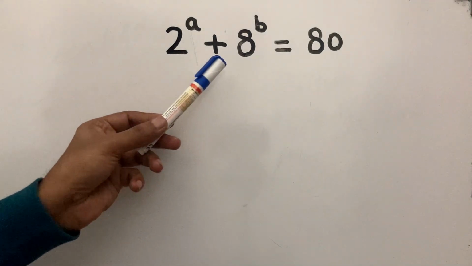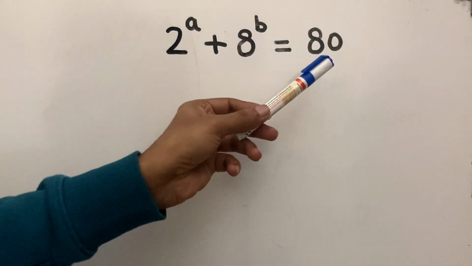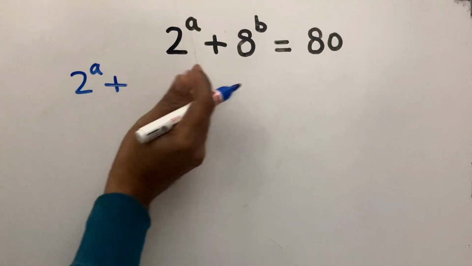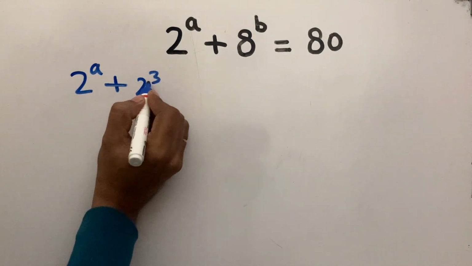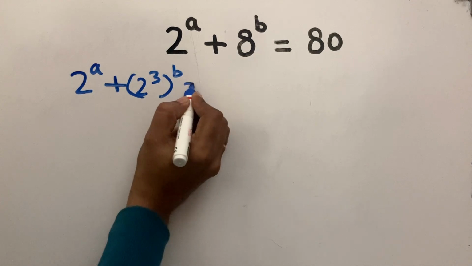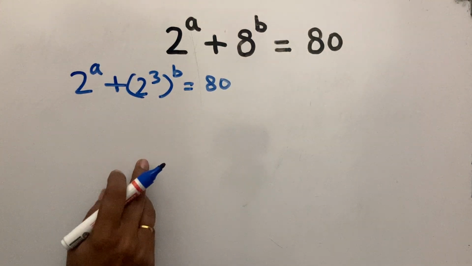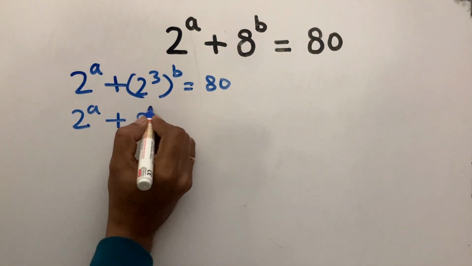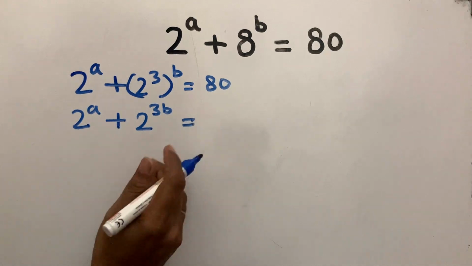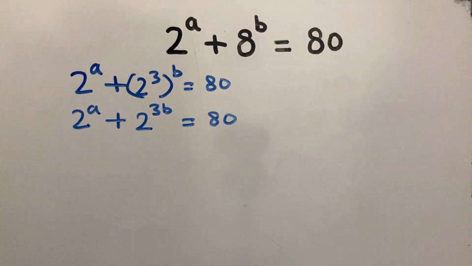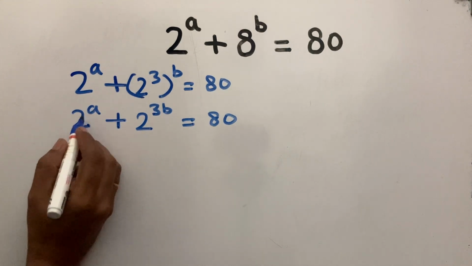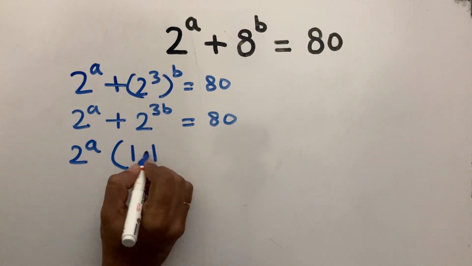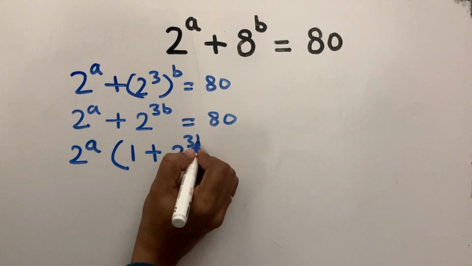2^a + 8^b = 80. This can be written as 2^a + (2^3)^b = 80, or 2^a + 2^(3b) = 80. Now take 2^a as common, so it will become 2^a (1 + 2^(3b) / 2^a) = 80.